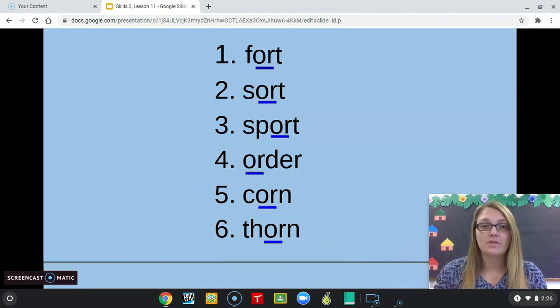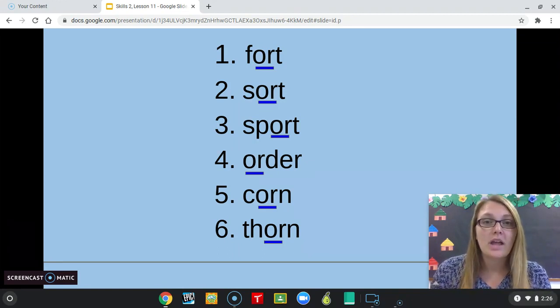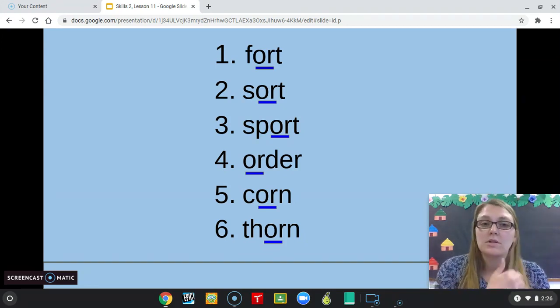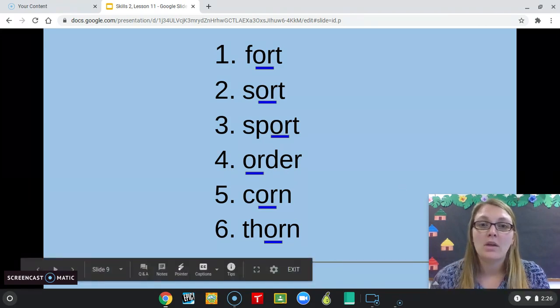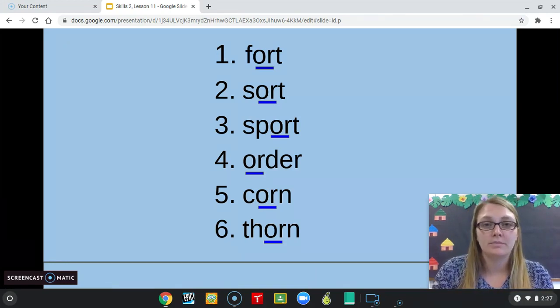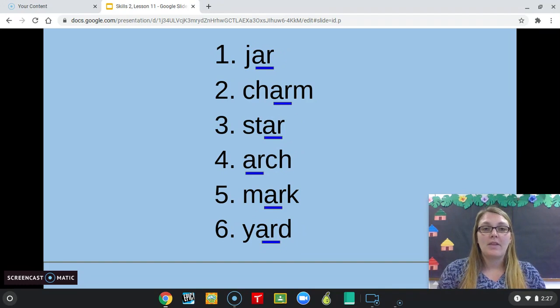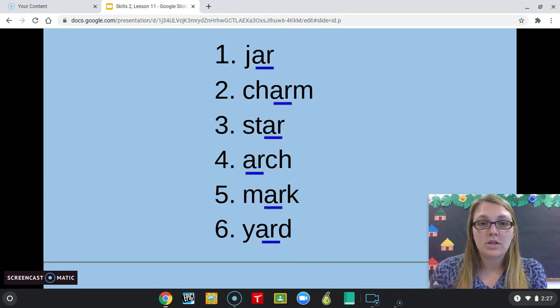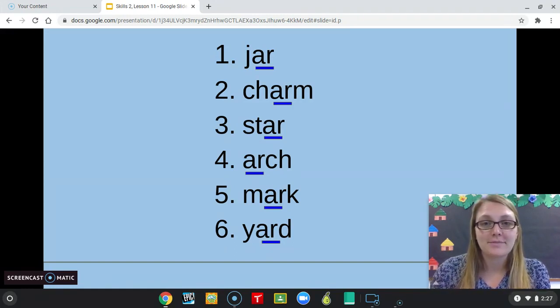Okay, so here's some words. We have fort, sort, sport, order, corn, and thorn. They are all O-R words with the or sound. And notice that each of the ors is underlined in blue. So or can be in the beginning or the middle of a word. And then for the ar, A-R, we have jar, charm, star, arch, mark, and yard.